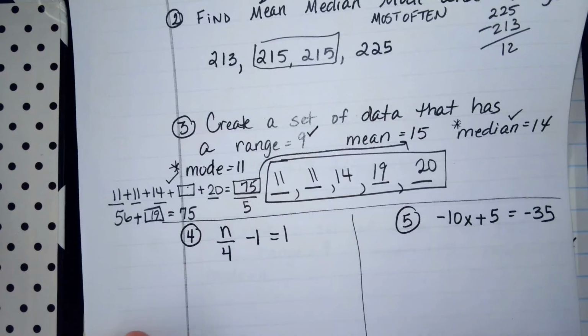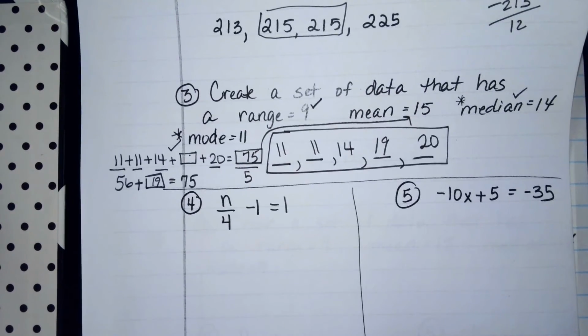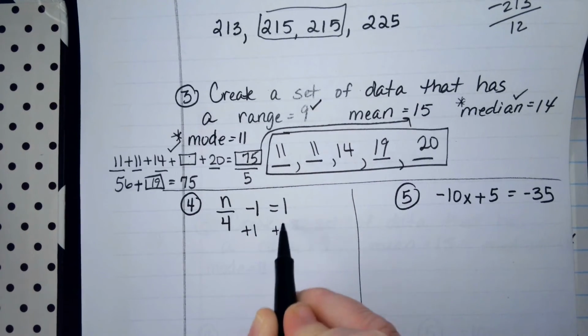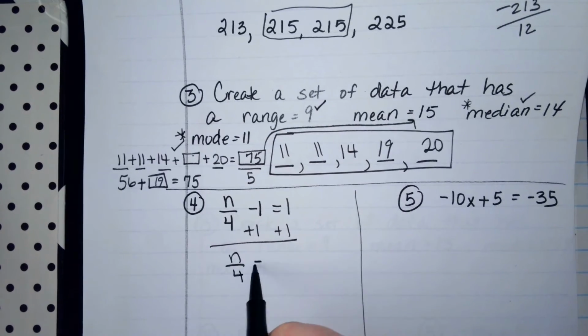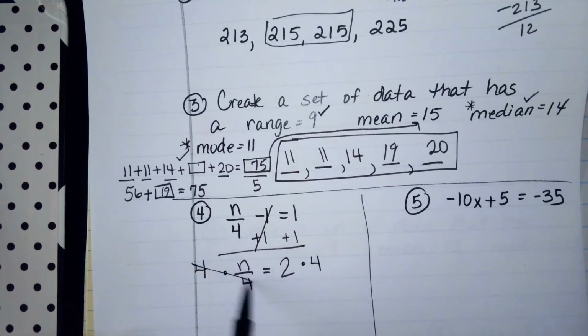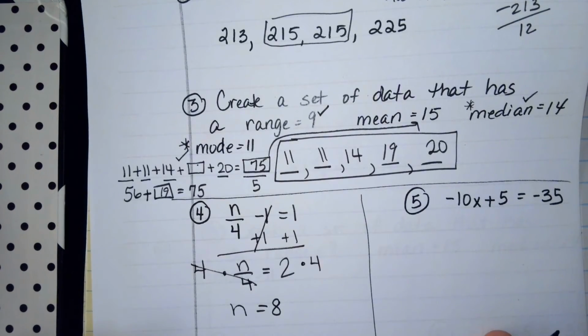What would be your first step in solving that equation? First step. Ahmad. Add 1. So n over 4 is equal to 2, and this canceled. What's the next step? Colin? Multiply. Multiply both sides by 4. N equals 8. Did everybody get that one right? Y'all feel comfortable with that problem?